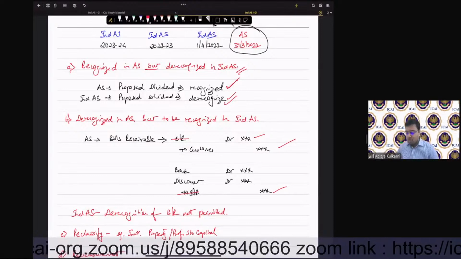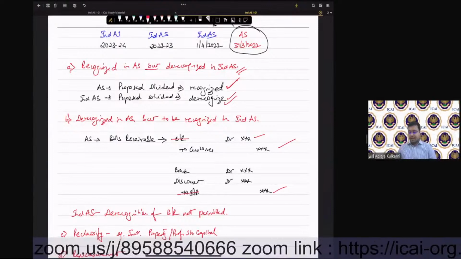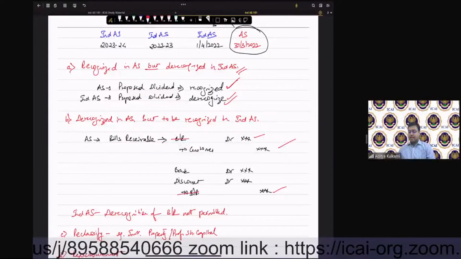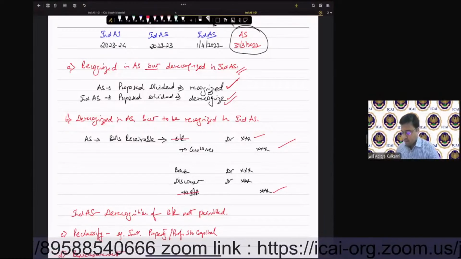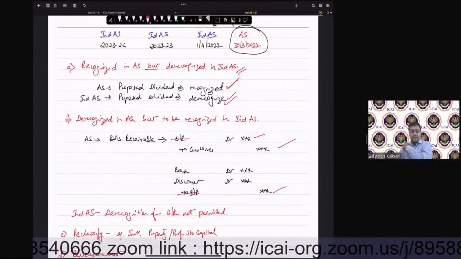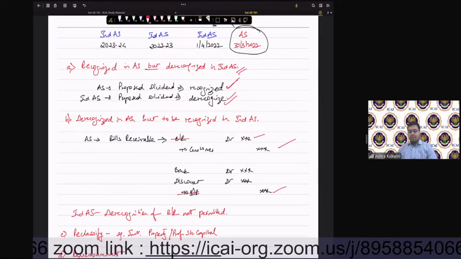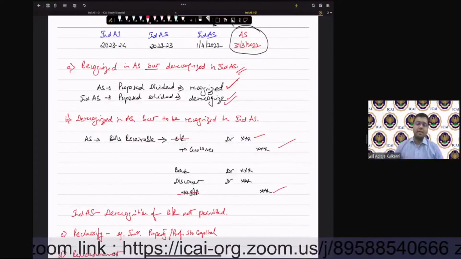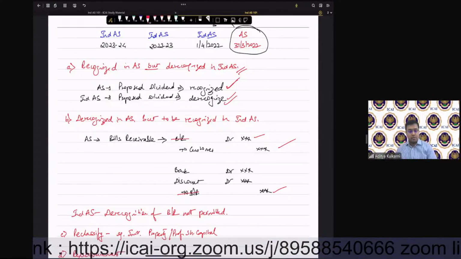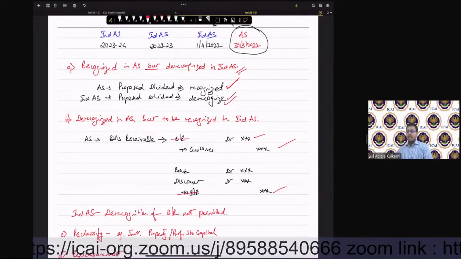Number two, de-recognized in accounting standards, but should be recognized in Ind AS. For example, bills receivable discounted. What entry did you pass under accounting standards? When you got the bill receivable, you debited bills receivable and credited customers. Then you presented that bill to the bank to discount it, so you would debit bank account and discount account, and credit bills receivable. That takes care of your accounting standard treatment.